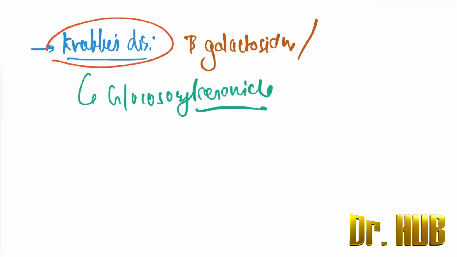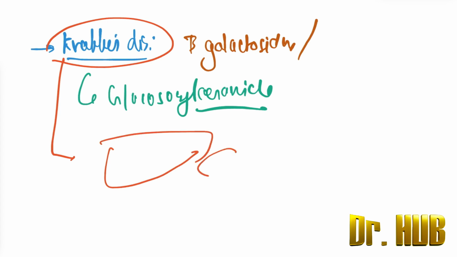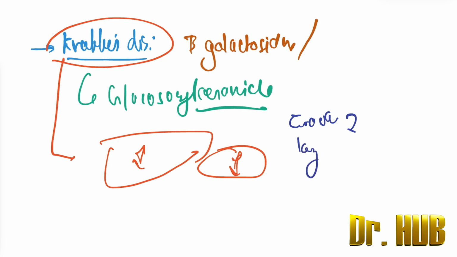So what happens in Krabbe disease? There is an enlarged liver and an enlarged spleen. Then there is erosion of the long bones. Next, there is also mental retardation, here of the infants.